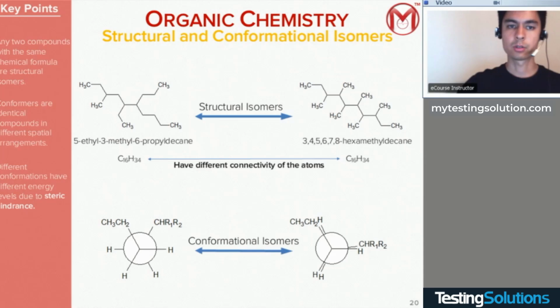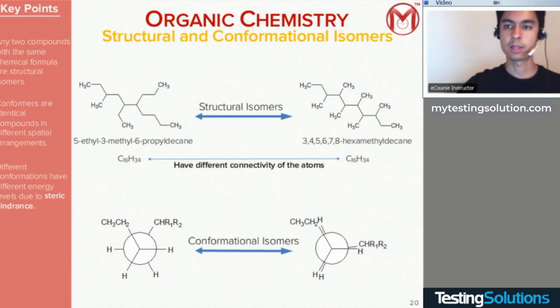So we've talked about stereoisomers. Structural isomers are molecules that have the same molecular formula, but they have different connectivity of the atoms. So these two molecules that I have here are structural isomers. They have the exact same molecular formula, but you can see that they're pretty different molecules.